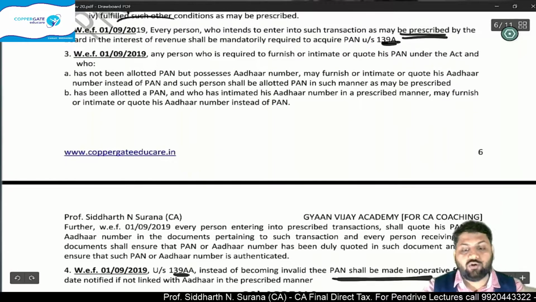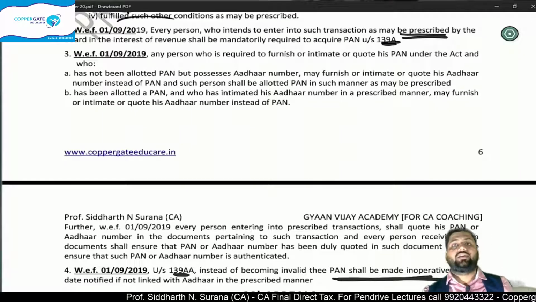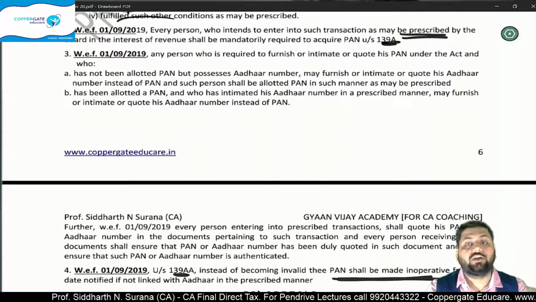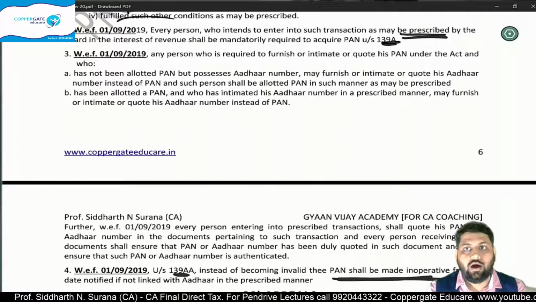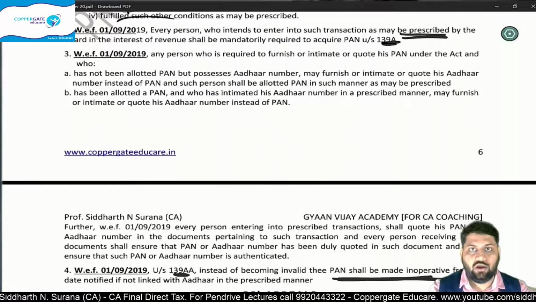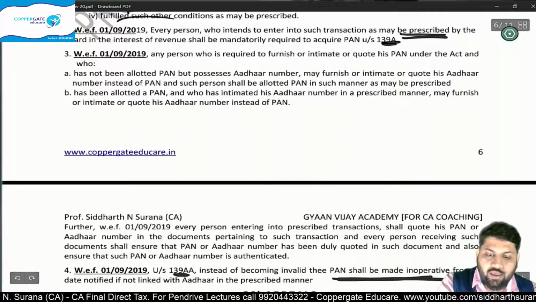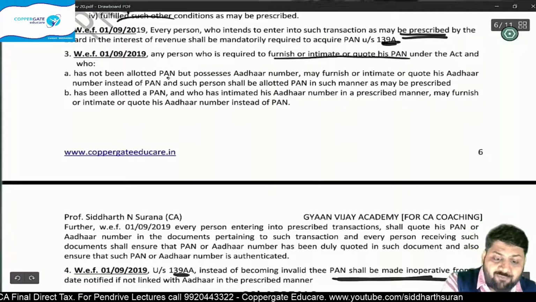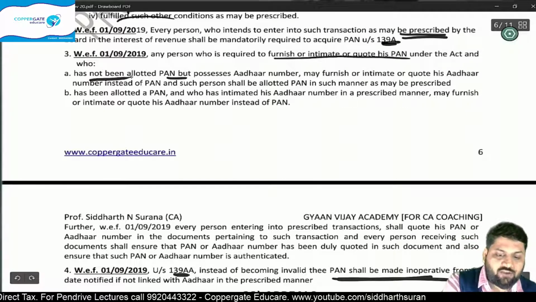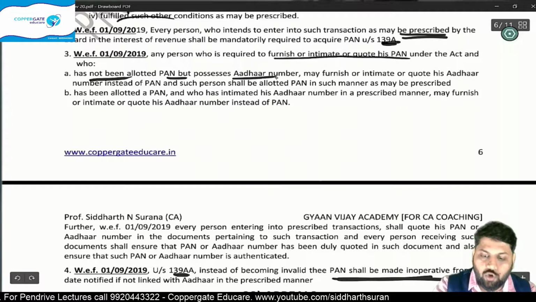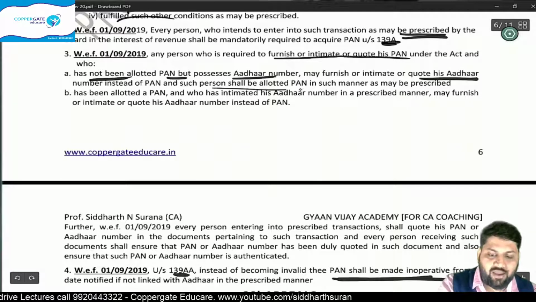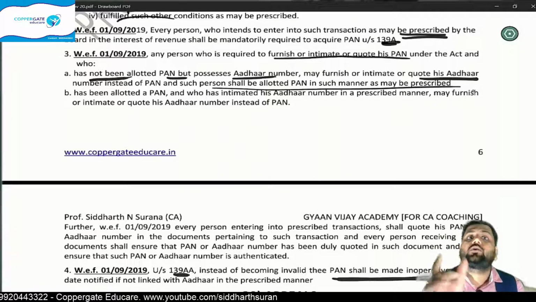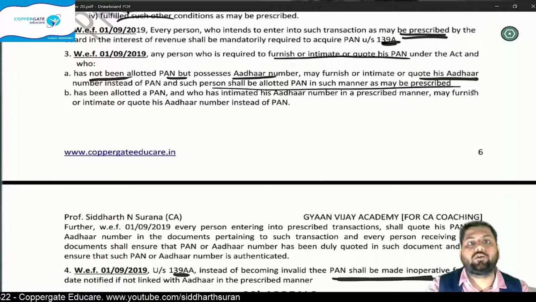And if you have already been allotted Aadhaar as well as PAN and you have linked your Aadhaar as well as PAN, then in that case you can quote your Aadhaar number and you can file your return accordingly. So listen, what is the amendment? Any person who is required to furnish or intimate or quote his PAN, you have PAN, you don't have PAN but you have Aadhaar number, no problem, you quote your Aadhaar number and PAN will be systematically allotted to you automatically. So if you don't have PAN but you have Aadhaar, quote your Aadhaar, PAN will be automatically allotted.